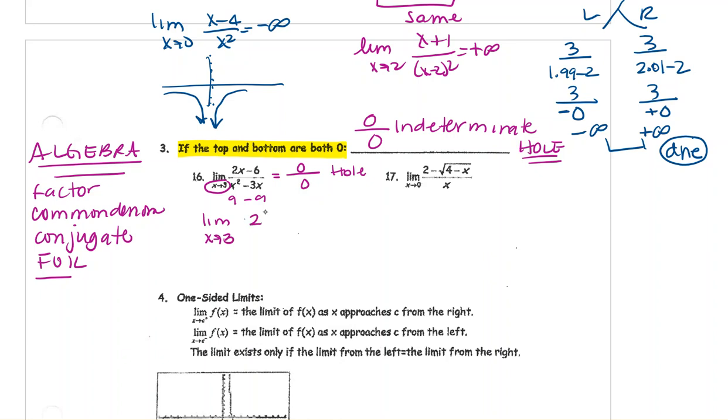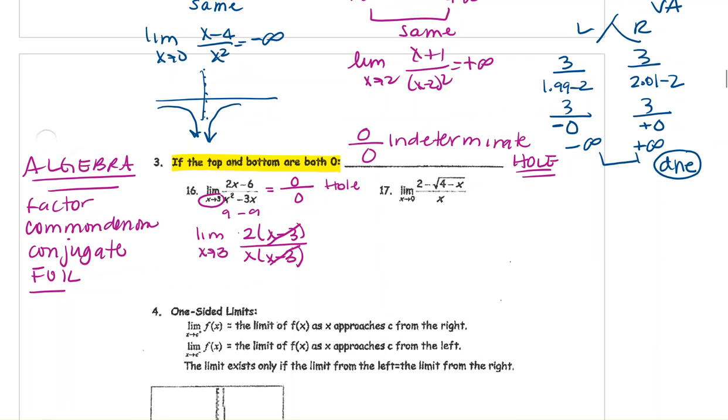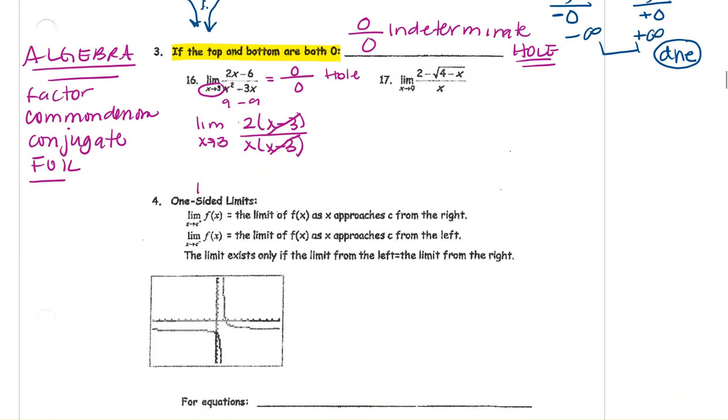So I'm going to take a 2 out of the top. That'd be 2 times x minus 3, and an x out of the bottom. It's going to be x times x minus 3, and then something cancels. Once a factor cancels, you should now be allowed to plug in that 3. So let me rewrite this. What I have left right now is the limit as x approaches 3 of 2 over x. And now I can plug in a 3 and I get 2/3.